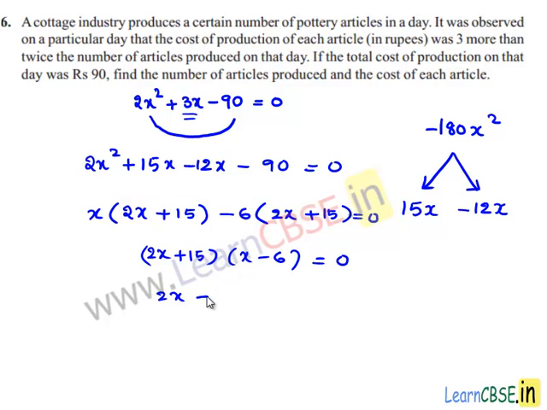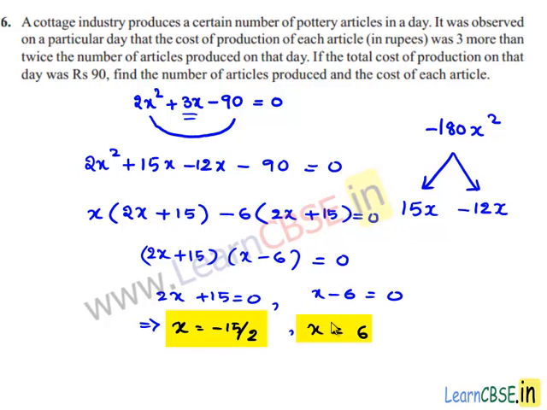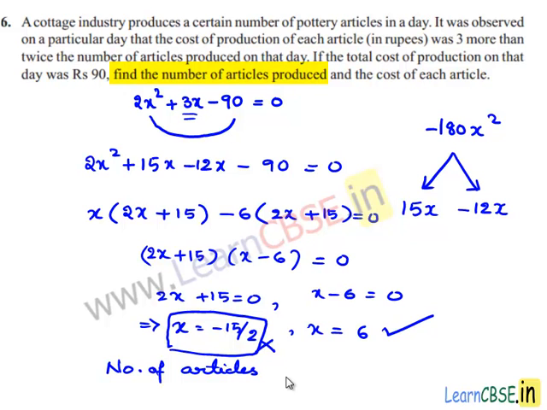So 2x plus 15 is equal to 0, or x minus 6 is equal to 0. So we get x is equal to minus 15 by 2, or x is equal to 6. x is the number of articles produced. Since it can never be negative, this value can be ignored. So this can be taken into consideration. Therefore, number of articles produced is equal to 6.